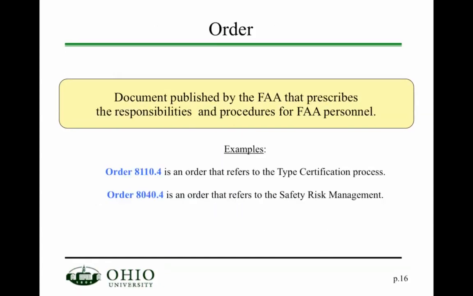So another document after the advisory circular is an order. An FAA order is really a document that the FAA publishes that describes responsibilities and procedures for particular FAA personnel. For example, if you go to Order 8110.4, that refers to all the responsibilities and procedures of FAA personnel when it comes to the type certificate process, which I'll talk about in a little bit. So orders really are a descriptive document from the FAA.